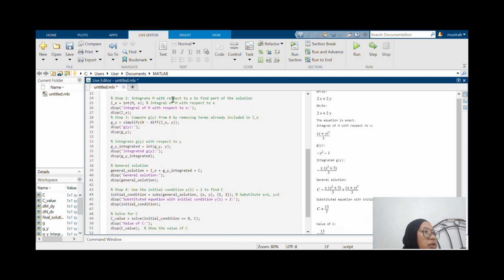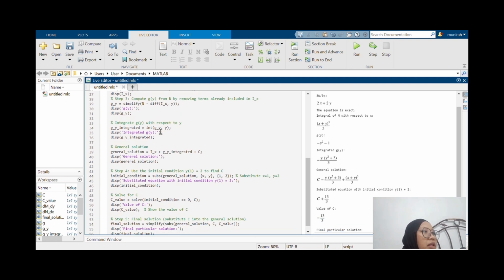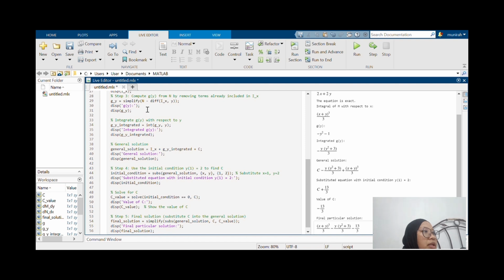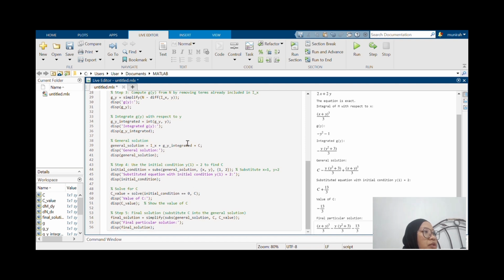After that, step 3, compute g'(y) from N by removing terms already included. Display g'(y), integrate g'(y) with respect to y, and the general solution is the integral of M plus the integral of g'(y) plus the constant c.